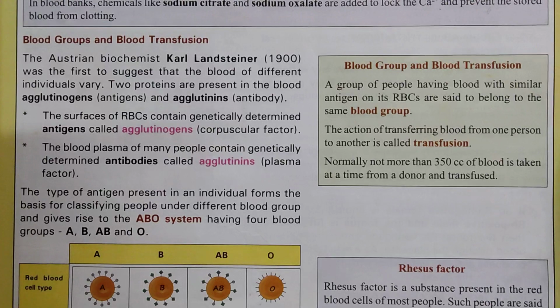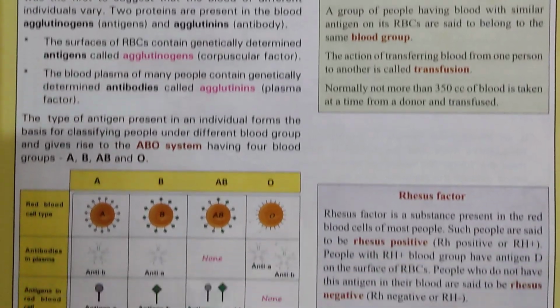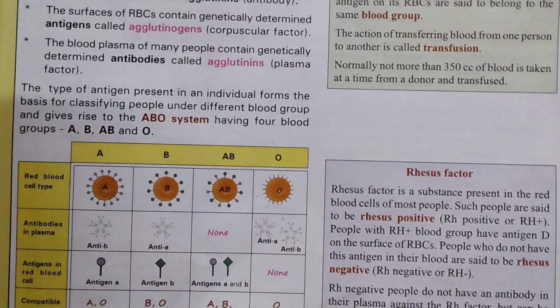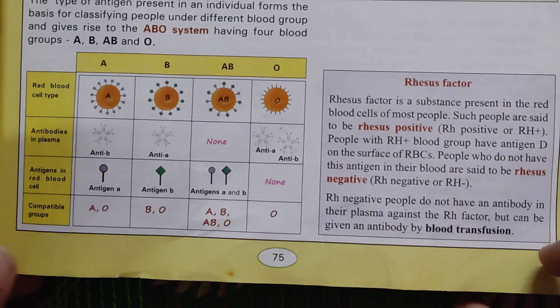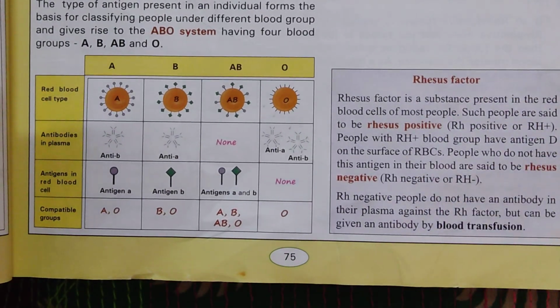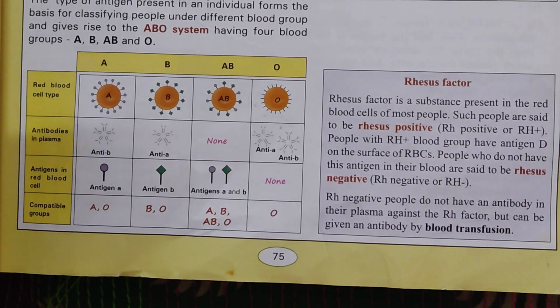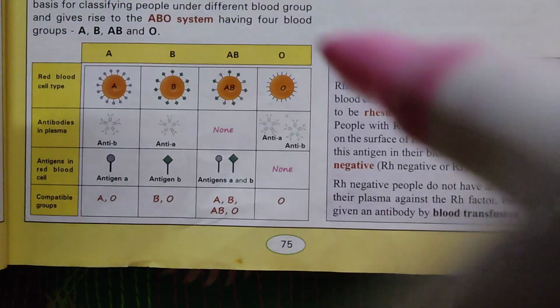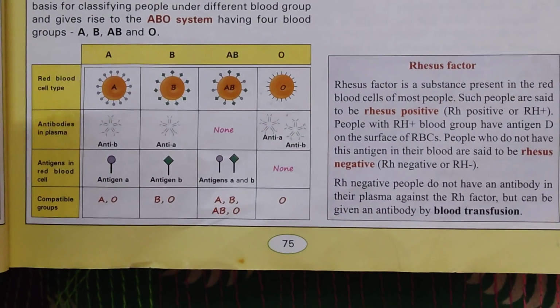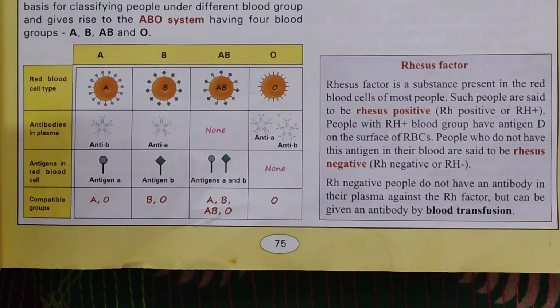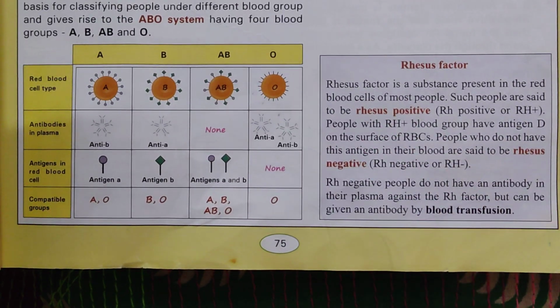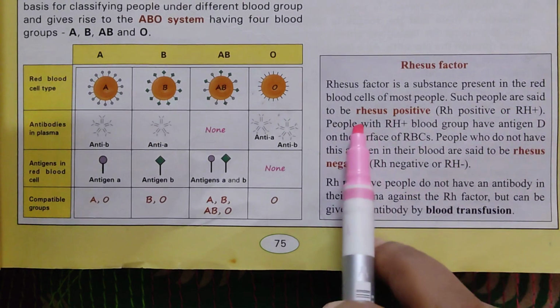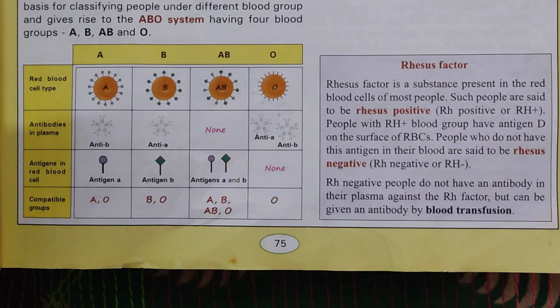Okay, next we are moving on to this box where it says the rhesus factor. Now, this rhesus factor decides whether the blood group will be positive or negative. Okay, now what is rhesus factor? It is the substance present in the red blood cell of most people. Such people are said to be rhesus positive.